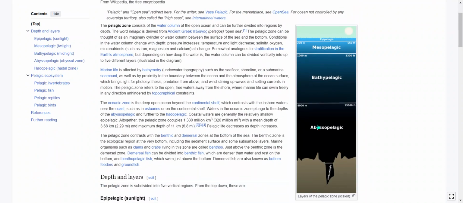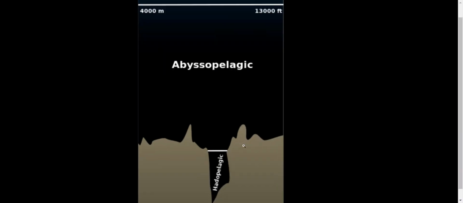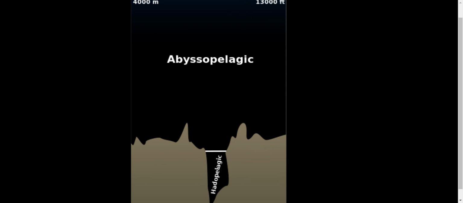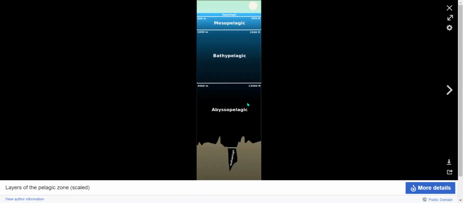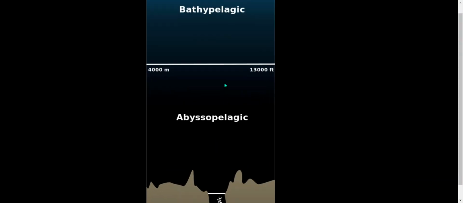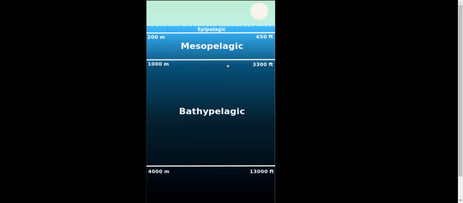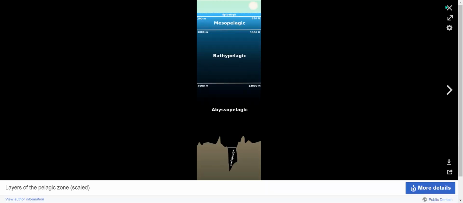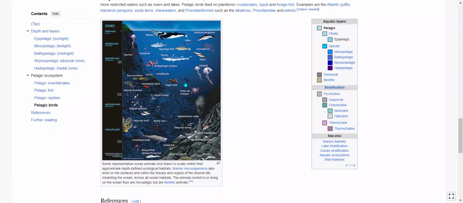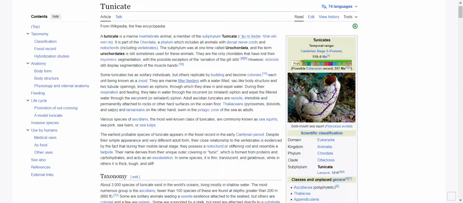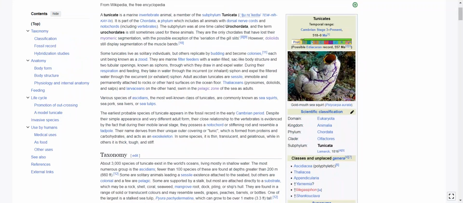Here, this is a good picture. So we have hadopelagic, that's like an abyss. The abyssopelagic. We're really far down. Bathypelagic, mesopelagic, epipelagic. I thought I had heard a different breakdown than that. Okay, this is a whole different thing to read there.